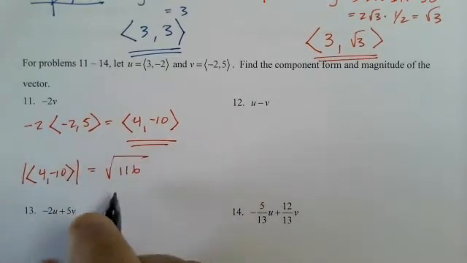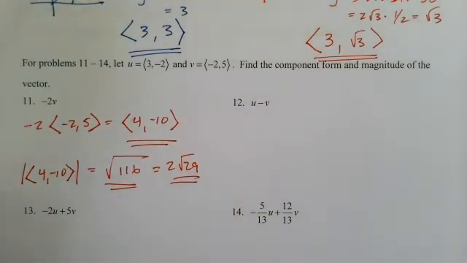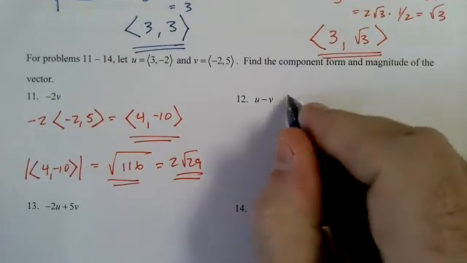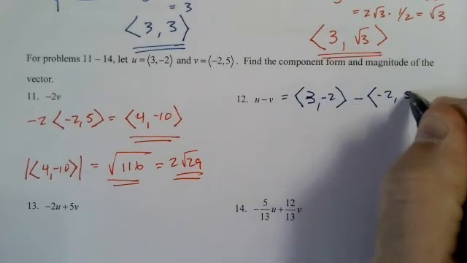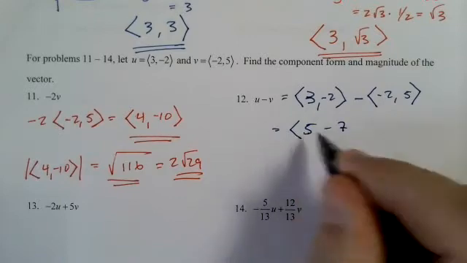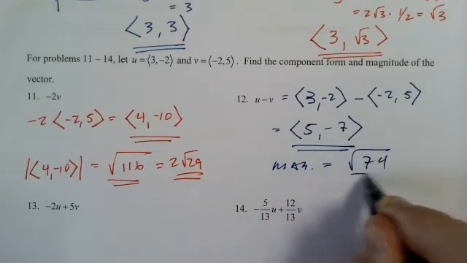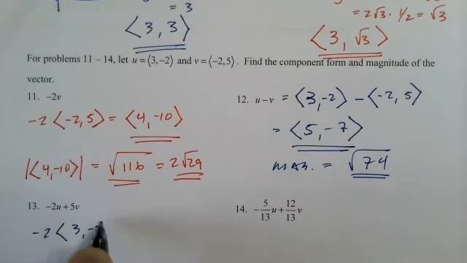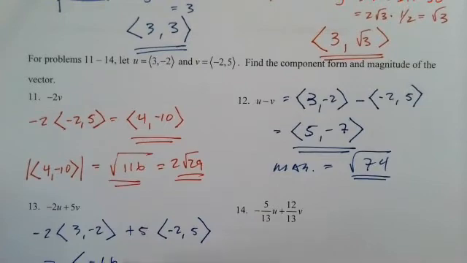Equals square root of 116, or 2√29. All right, u minus v, which is 3 minus -2, comma, 5 minus 3... -2 minus 5, -7. Magnitude, √74. Then -2, 3, -2, plus 5, -2, comma 5, equals -16, comma 29.